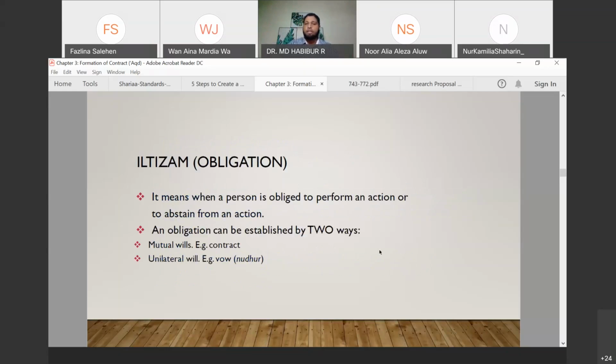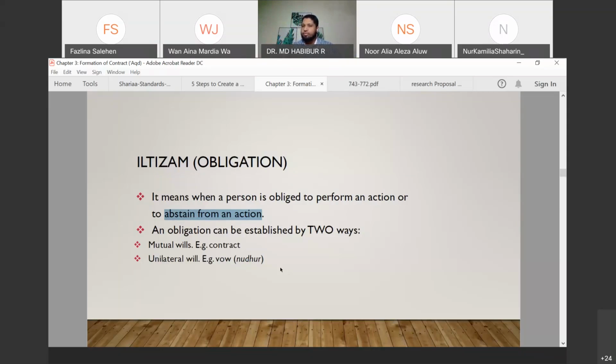And finally, iltizam. Iltizam means obligation. We can also say bindings, something you have to follow, you have to fulfill. So iltizam means when a person is obliged to perform an action or to abstain from an action. Sometimes you have to do something, or you cannot do something. For example, when you make a contract of buying and selling, you already signed the contract that you will sell your house. So you have to sell your house. This is obligation. This is iltizam.